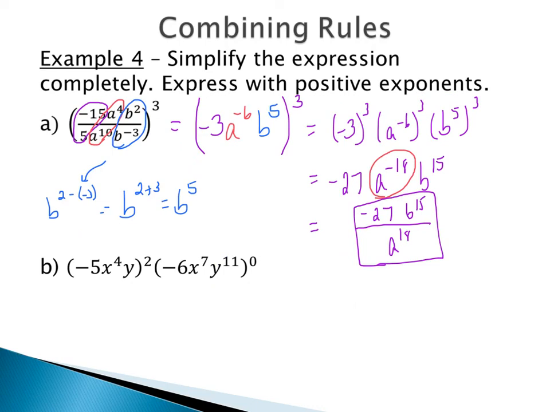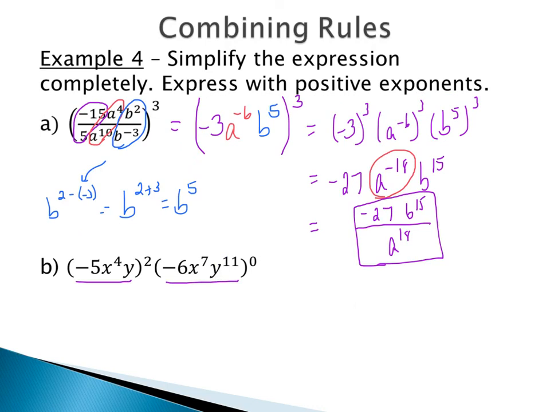For part B, we move into products. We have negative 5 x to the 4th y all raised to the second power, and then times negative 6 x to the 7th y to the 11th all raised to the 0. So first, again, following our order of operations, we would look in our parentheses first. Within each individual parenthesis, there's no other work that we can do. We have no like terms. We have nothing that we can multiply, nothing that we can divide using our product rule or our quotient rule.